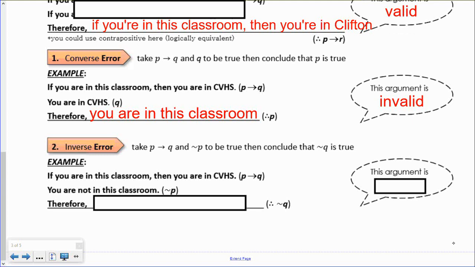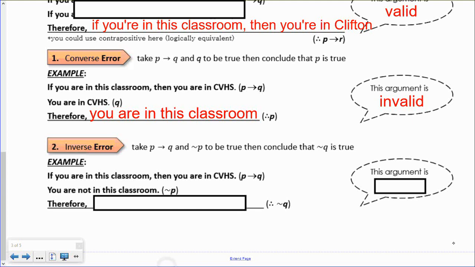All right, what's a counterexample? If you think it's wrong, what's a counterexample? You're in CBHS, but you're not in this classroom. You could be in your history classroom or your English classroom, right? If you can think of a counterexample like we were practicing last time, that makes this false. All right, so that's why this is invalid.